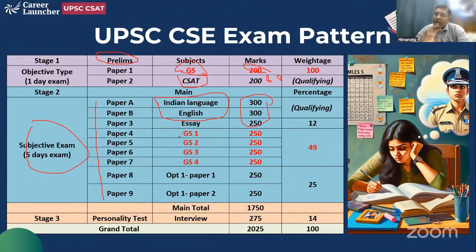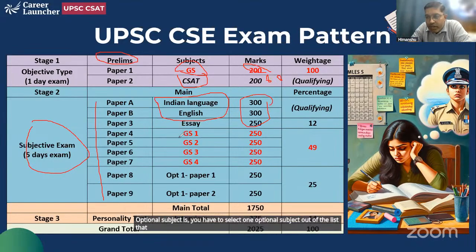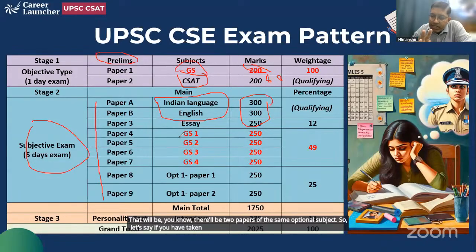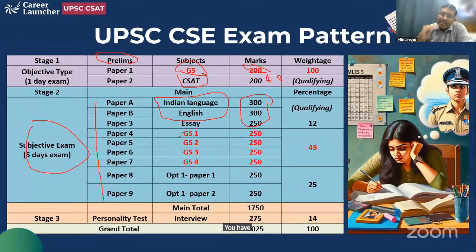For the optional subject, you have to select one optional subject out of the list that UPSC provides. A list of 20 plus optional subjects is provided by UPSC. There will be 2 papers of the same optional subject. So let's say if you have taken history as your optional subject, you have history paper 1 and history paper 2 in the main examination. All these 7 papers are 250 markers. So a total of 1750 marks are allotted for the main examination.